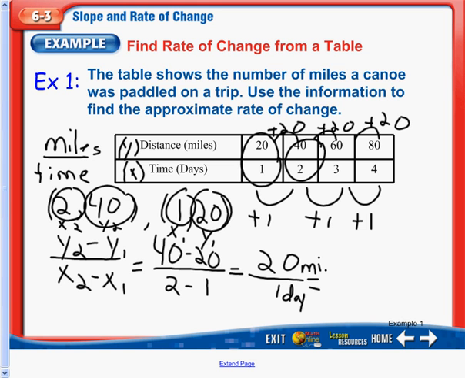And that's another note, that our rate of change is typically going to be shown in unit rate form. So we already have 20 to 1 here. So we have 20 miles per day. And that is our answer. We didn't even need to approximate there, as it was an exact answer.